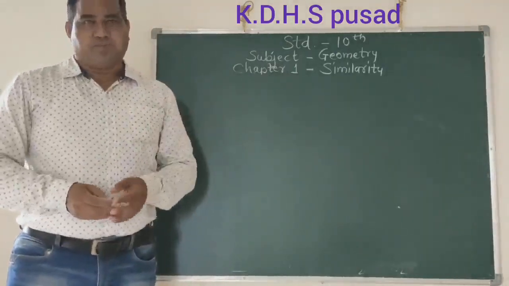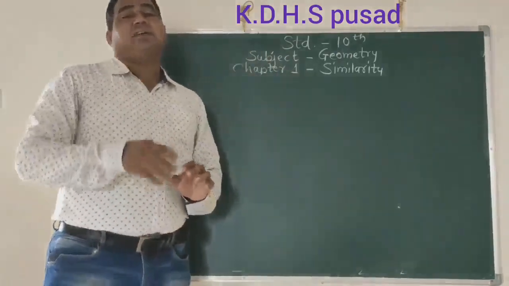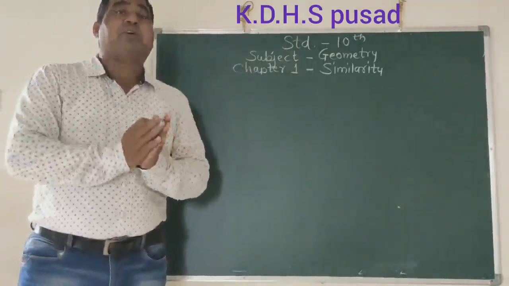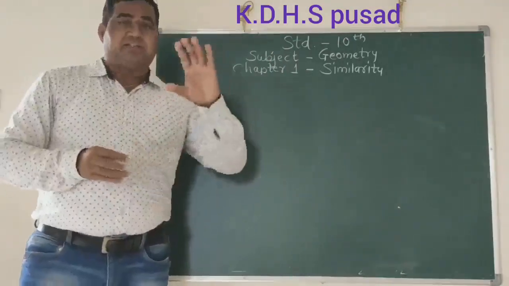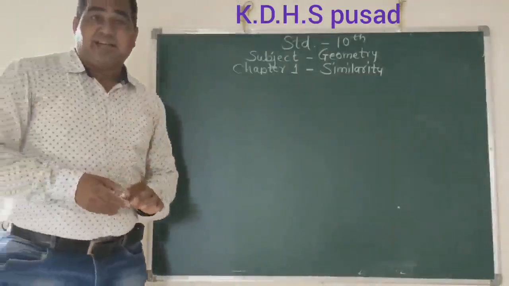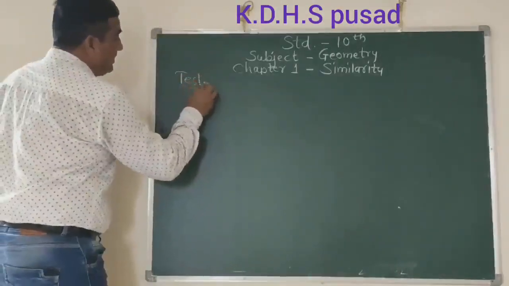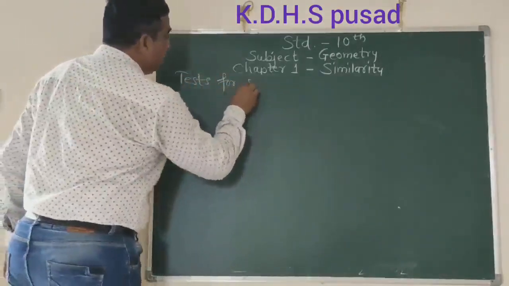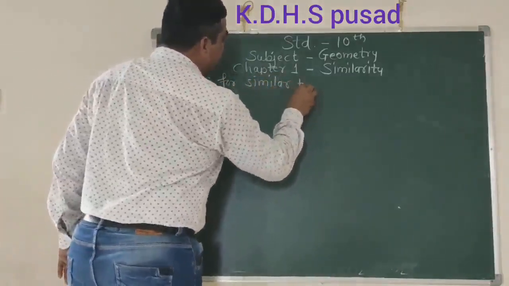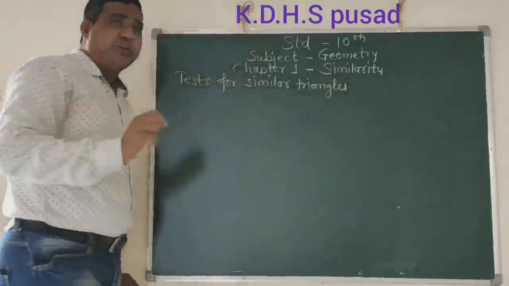Now we proceed further. As the name of this chapter is similarity. In standard 9 we have studied similar triangles. Most of the time we have studied congruent triangles, but in some portion we have studied similar triangles. And in standard 9 we have studied tests for similarity. Similar triangles, that we have studied in standard 9.